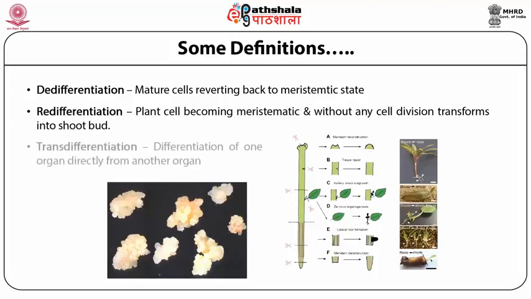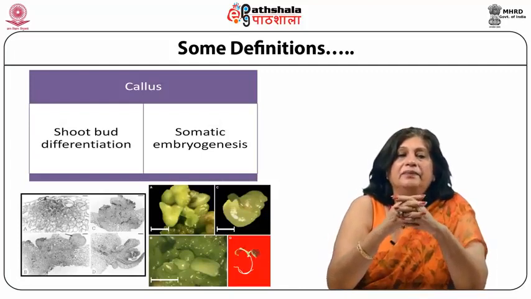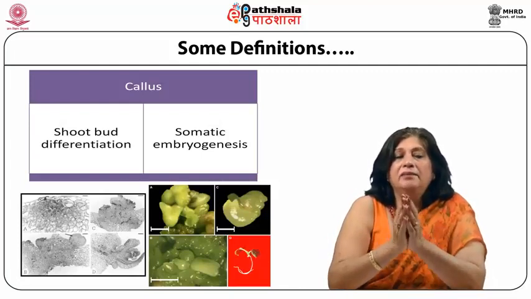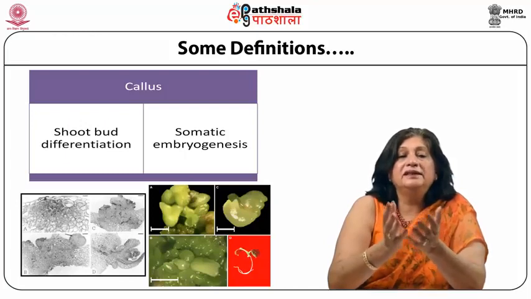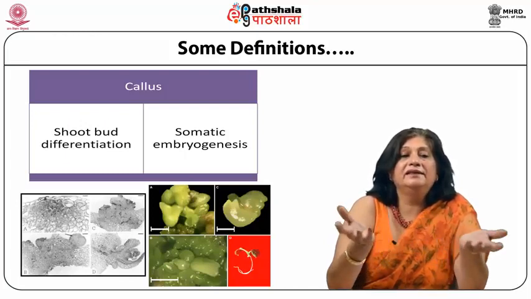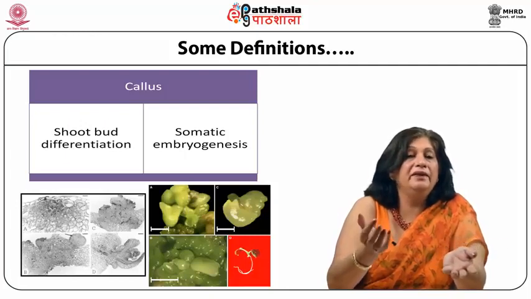The third term is transdifferentiation, where one organ differentiates directly from another organ. For example, from the root, if you get a shoot bud, then it is a sort of transdifferentiation. Now the undifferentiated mass, which we call callus. What is callus? Callus cells are those which forget what they were. They divide very, very fast. This callus is a bit like cancer: it forgets what it was and interferes everywhere, but that is in a living system.